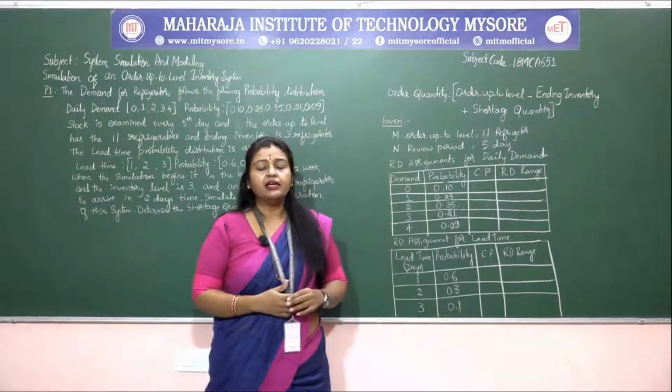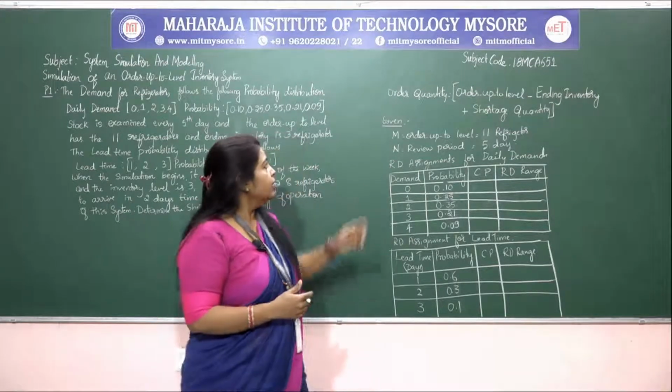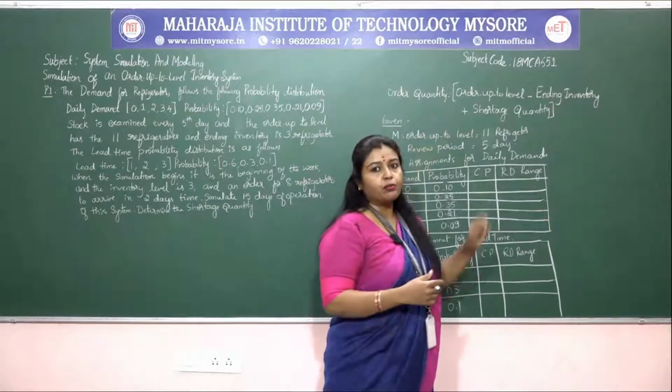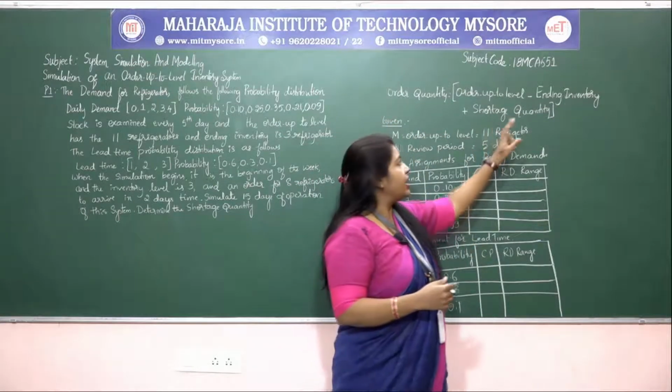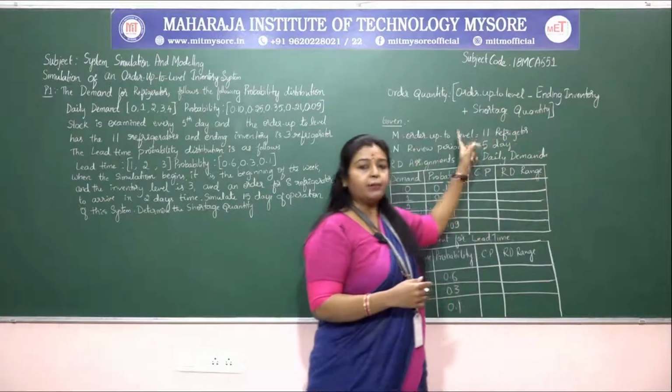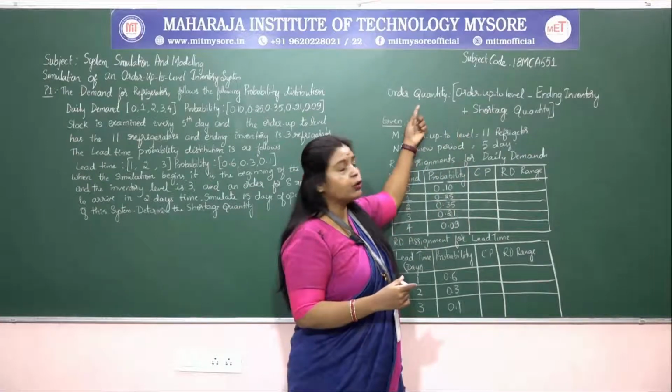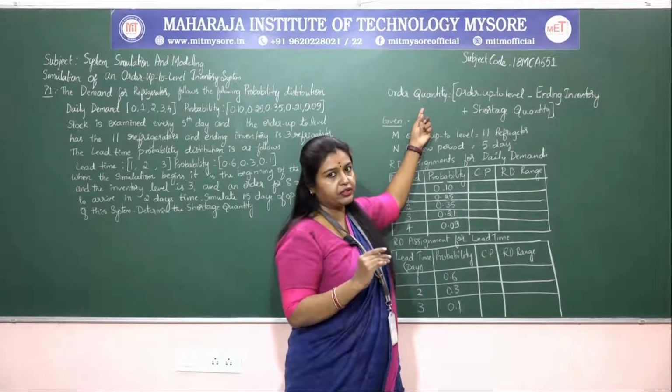Before that, we need to calculate the order quantity. In order to calculate the order quantity, we have a formula: order up to level minus ending inventory, plus any shortage quantity. Based on this, we are going to order for that refrigerator.